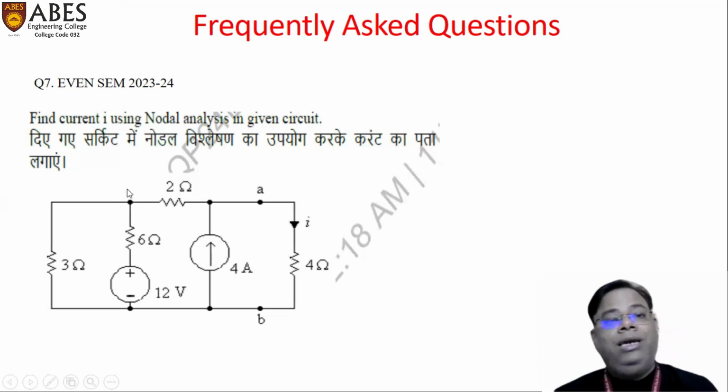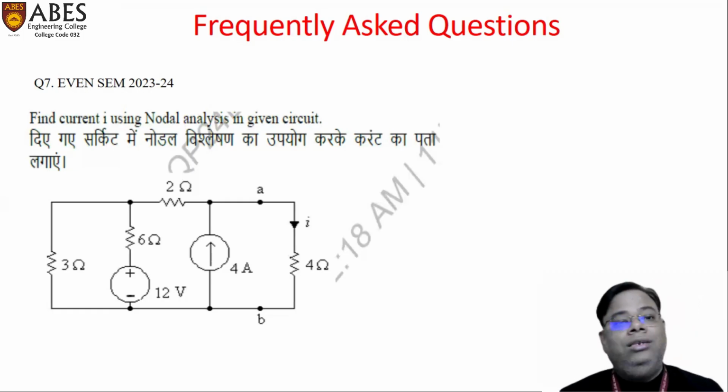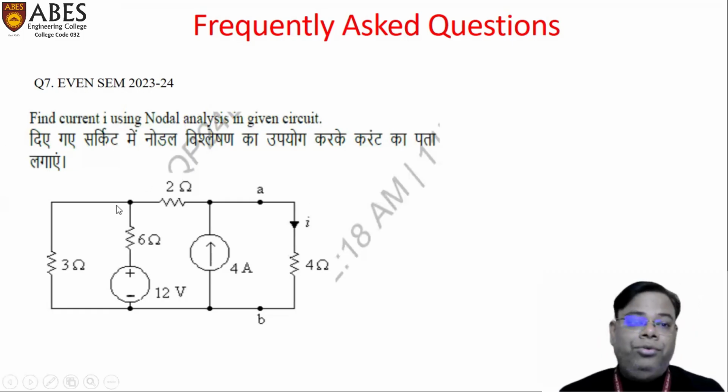After that, we will apply KCL, and after applying the KCL, we will find the values of the node voltages. After finding the node voltages, we will be able to find the current in the 4 ohm resistance by using the nodal analysis method.